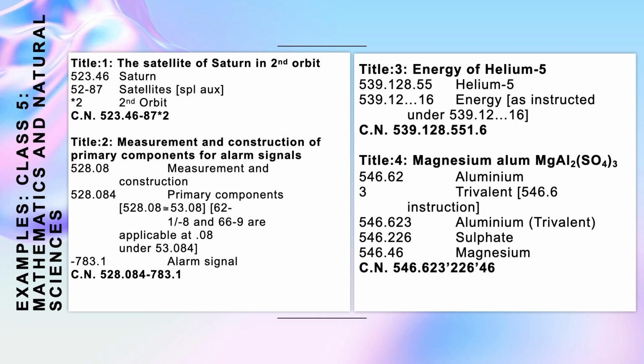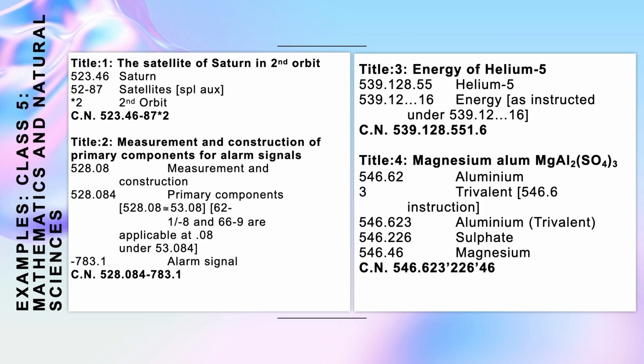Next, title 3: energy of helium 5. For helium 5, the class number is 539.128.55 and 539.12216. There are some provisions there. Energy is .16. So the class number will be 539.128.55.16. Here .16 is taken for energy. So this class number is 539.128.55 and then .16, and the point will be placed after three digits.